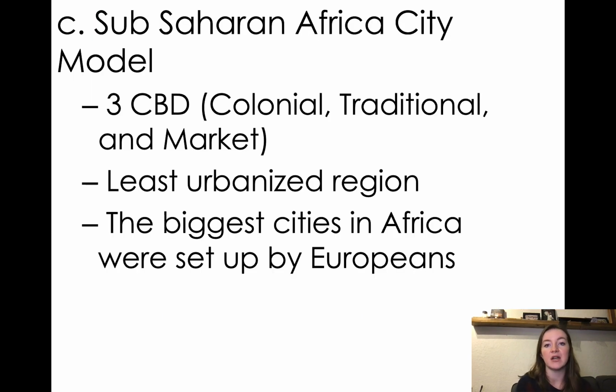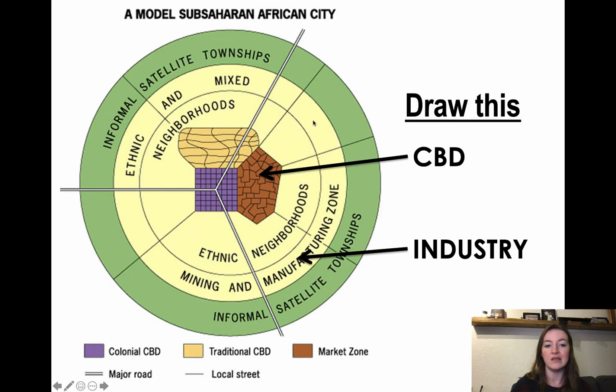And then we have the Sub-Saharan Africa city model. So we often will see 3 CBDs in this type of model. We'll have the colonial one, we'll have the traditional one, and then we'll have the market. So that's going to be our most current use. Sub-Saharan Africa tends to be our least urbanized region. We have much more rural space, but our biggest cities in Africa were set up by Europeans. So we get these multiple pieces. That's where our colonial aspects of the city, but we're also going to get the traditional aspects in, and then we'll have those marketplaces. And this is something what it would look like.